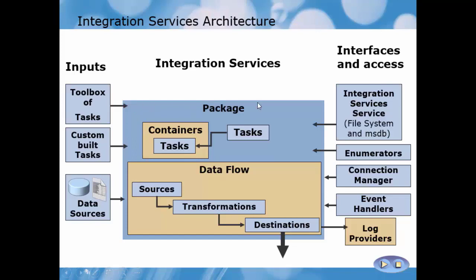In the middle of this diagram, what we have is a package. A package may contain containers, like sequence containers and for loop containers. We call those tasks containers, which contain a few other tasks inside. And we have a data flow activity or data flow task, where we have to specify the source, the destination, and then if you need some transformations, you need those transformations here. We have approximately 29 to 30 transformations. I've covered most of them in this course.